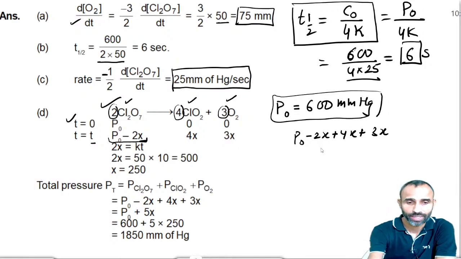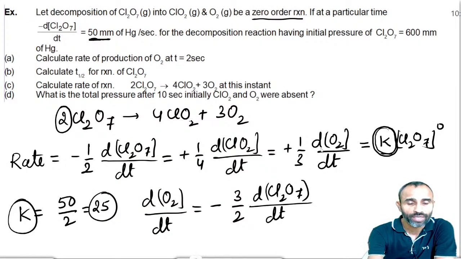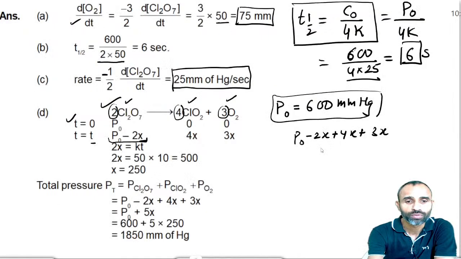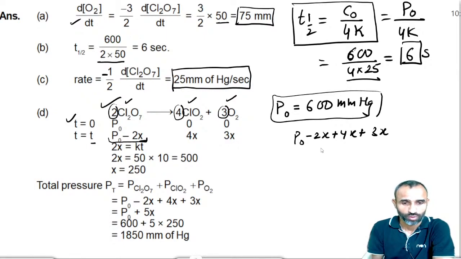But it is given that minus d[Cl2O7] by dt is 50 mm of Hg after some time. So the total pressure comes out to be P naught plus 5x.